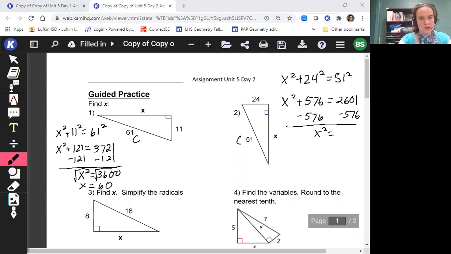And then we get 2,025. And we take the square root of both sides. And x equals 45.